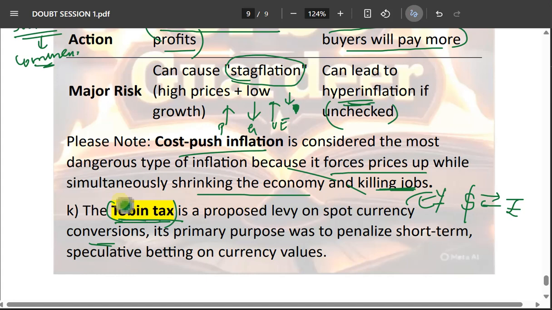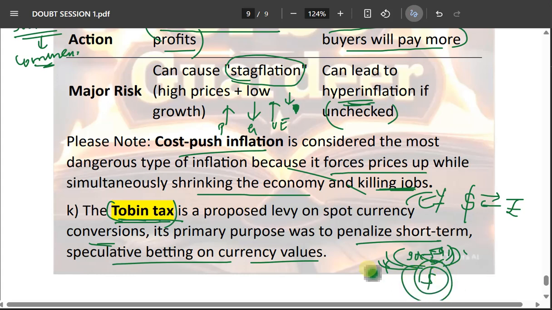Why? To penalize short-term gains, short-term speculative betting on currency values. For example, if it is 90, it will go to 91, then again back to 90 rupees per dollar. There is a continuous variation in the dollar value. So this kind of thing was done for short-term gains, by speculative betting. These kinds of illegal things were carried on, so they introduced the Tobin tax.